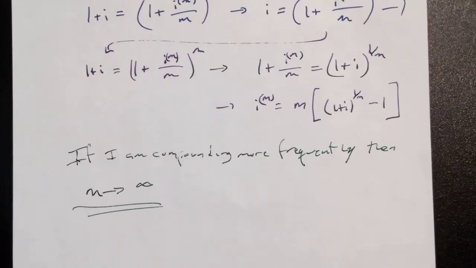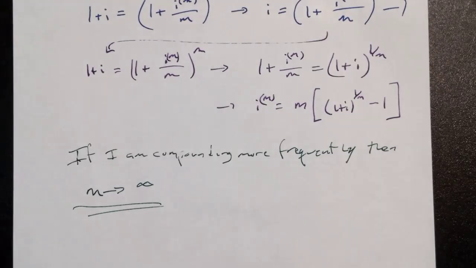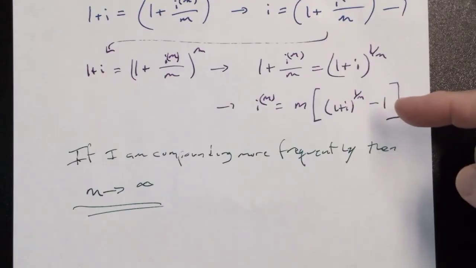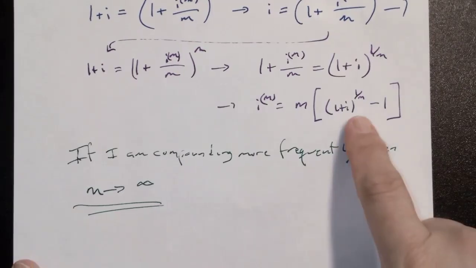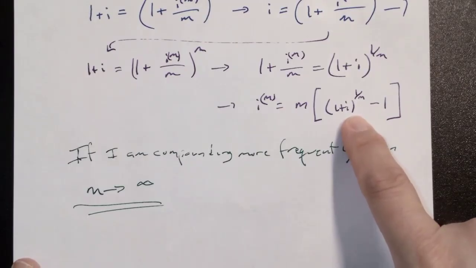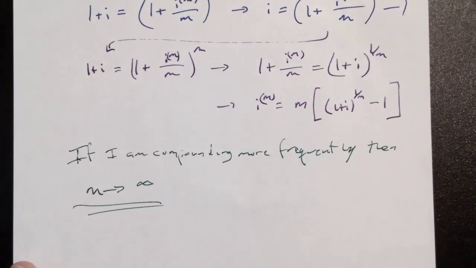Well, then I need to do calculus. Yay, calculus. I like calculus. I need to take the limit as m goes off to infinity. M appears in two places. When I take an mth root, this number gets closer and closer to 1 as m goes to infinity. So the thing inside this square bracket is going to get closer and closer to 0. But the thing outside the square bracket is going to go off to infinity. I have infinity times 0. This is an indeterminate form.